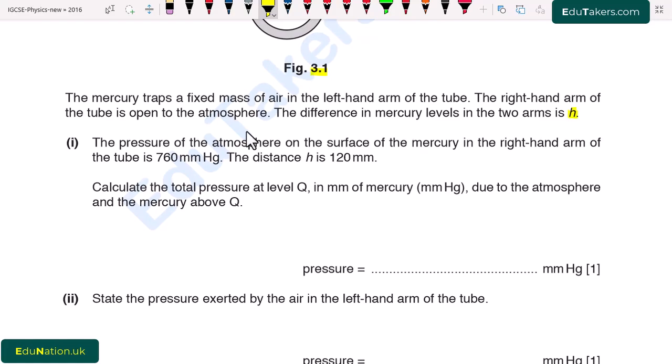Part 1. The pressure of the atmosphere on the surface of the mercury in the right hand arm of the tube is 760 mm Hg. The distance h is 120 mm. Calculate the total pressure at level Q in millimeter of mercury, represented by mm Hg, due to the atmosphere and due to the mercury above Q.